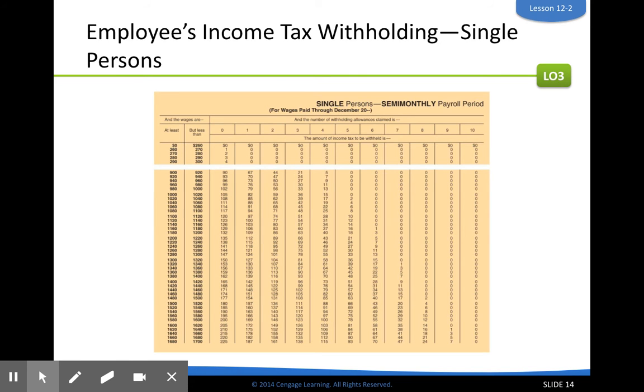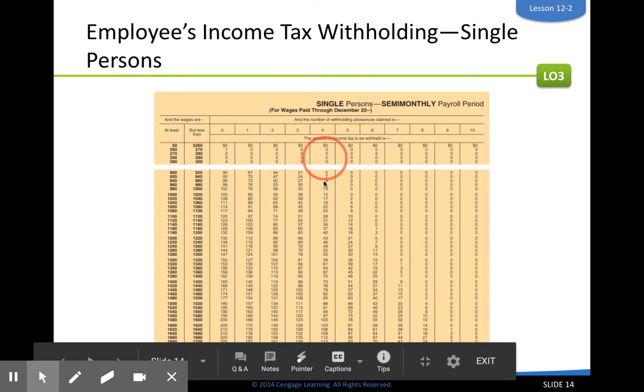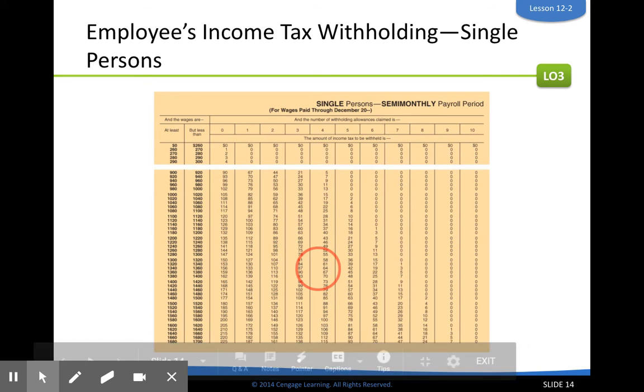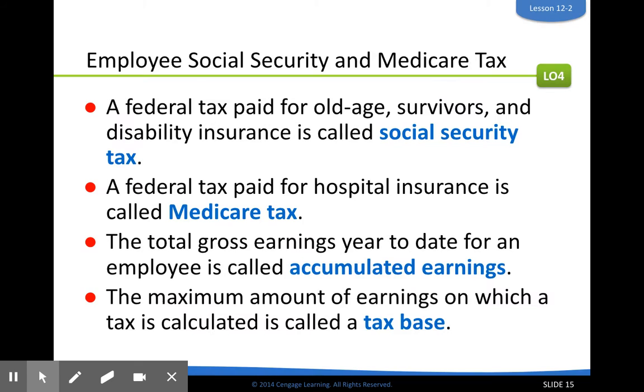Here is the tax table for a single person. You'll notice 4 allowances, $1,360. It is about double the amount that is withheld from taxes because they assume that you're a single person with less people to care for.